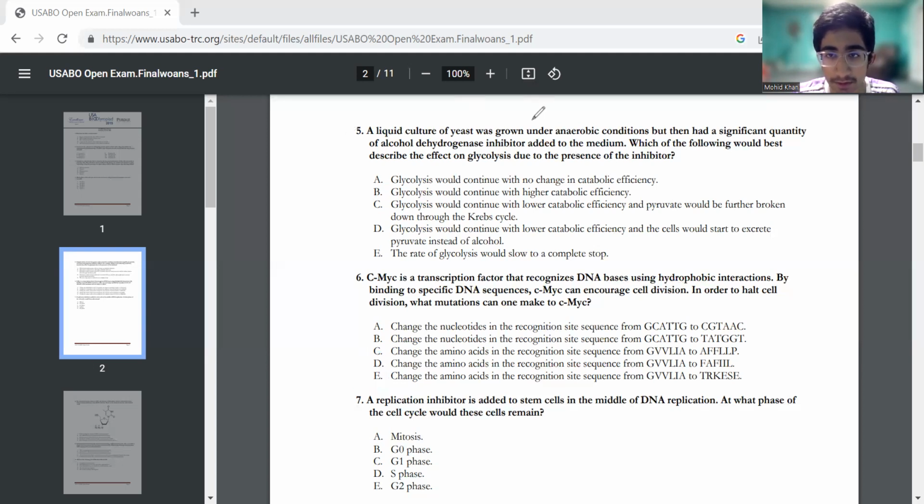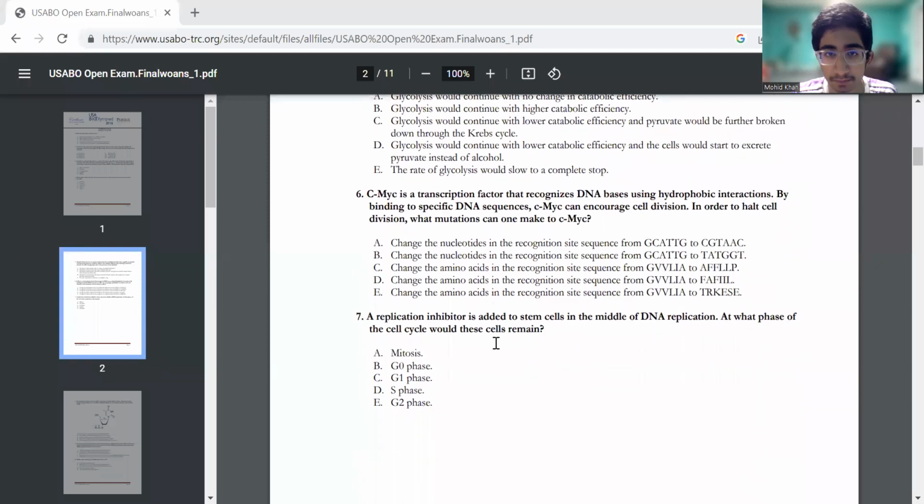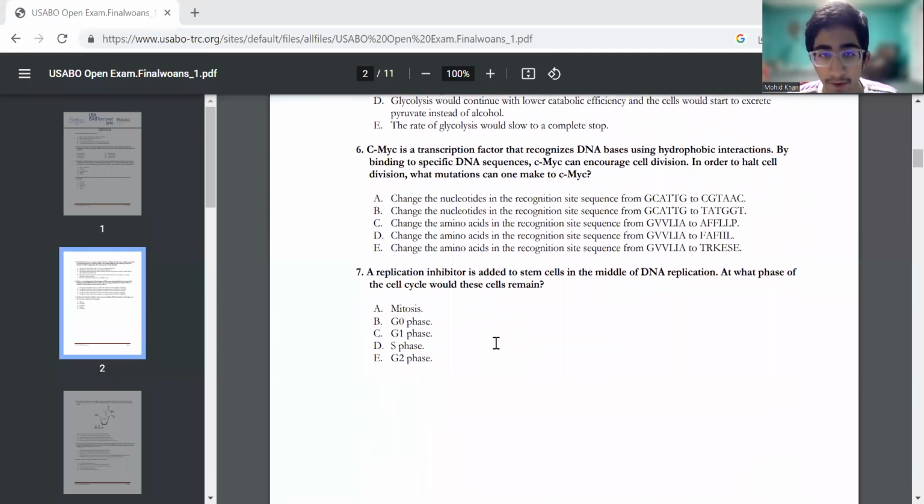So let's clear this. All right, number 7, a replication inhibitor is added to stem cells in the middle of DNA replication. At what phase of the cell cycle would the cells remain? All right, so I've run over this before about the mitotic phases, and we already know that DNA replicates during the S phase. So this was kind of a gimme question. We know it's going to be D.